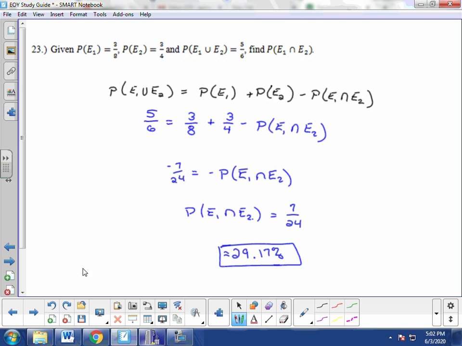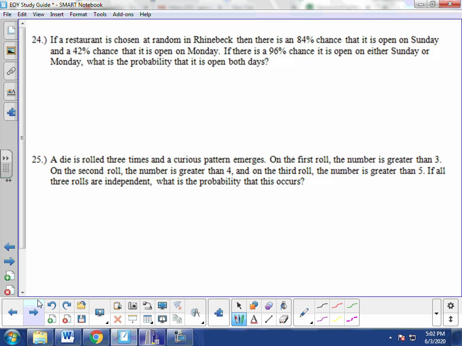Taking a look at problem number 24. It says, if a restaurant is chosen at random in Rhinebeck, then there is an 84% chance that it is open on a Sunday and a 42% chance that it is open on a Monday. If there is a 96% chance that it is open on either Sunday or Monday, what is the probability that it is open both days?